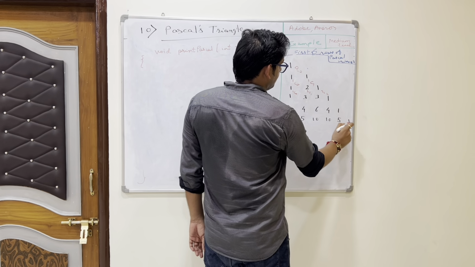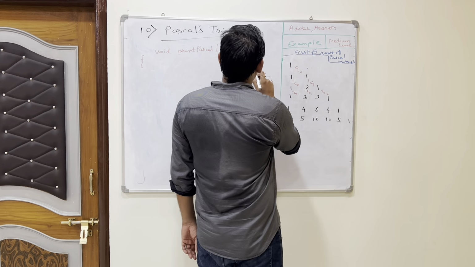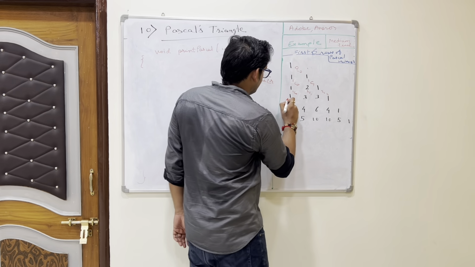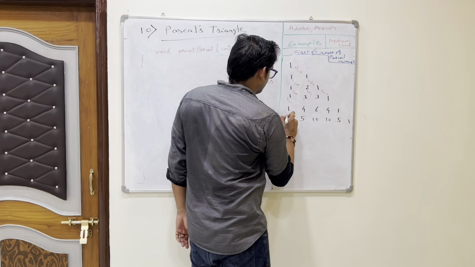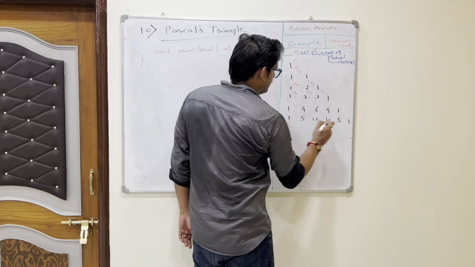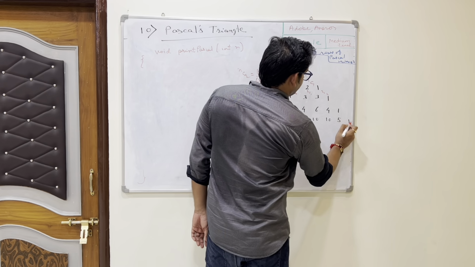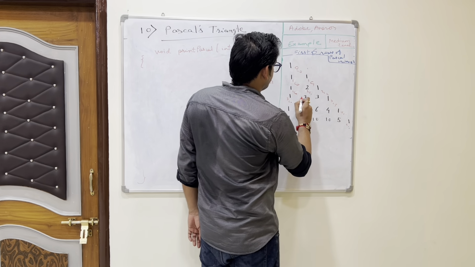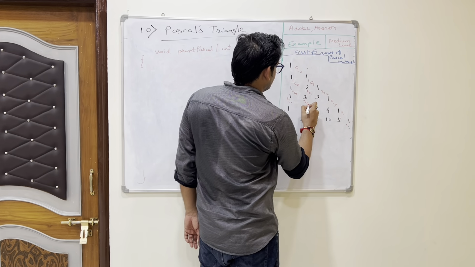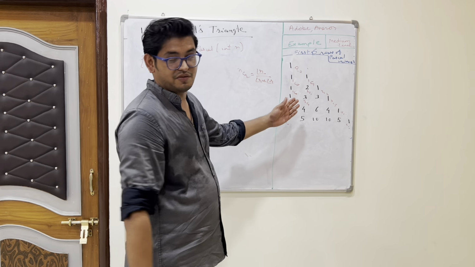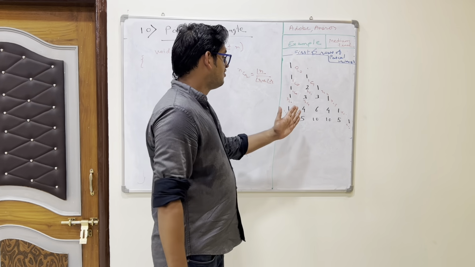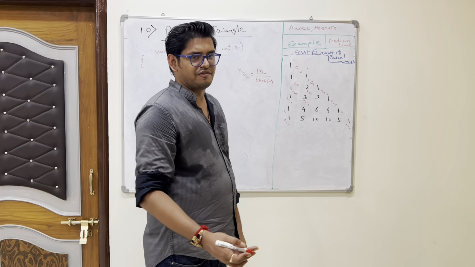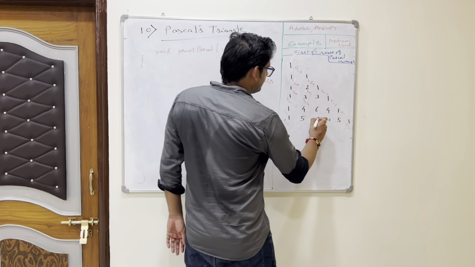So every time, whenever it is nCn or nC0, it is 1. So it would be right every time: 3C0, 4C0 and 5C0, and also 5C5, 4C4, 3C3. Now let's check for this one. What would this one be? 3C1. What is 3C1? 3C1 is 3: 3 factorial by 2 factorial into 1 factorial, right?